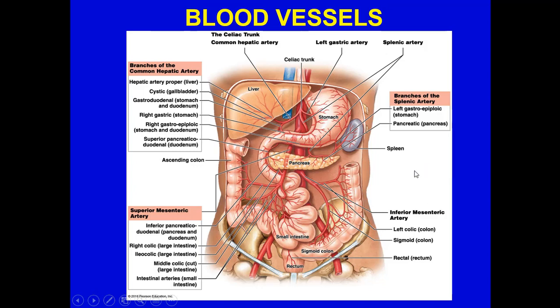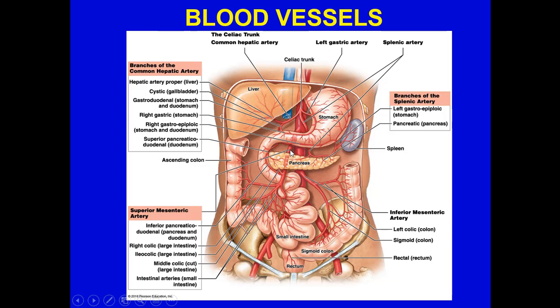And what you see here, let's start off with this. This is the celiac trunk, which will have the common hepatic artery to the liver. It will have a left gastric artery, which is to the stomach. It will have a splenic artery, which eventually delivers blood to the spleen. Branches of it will also include one side of the stomach as well as the pancreas here.